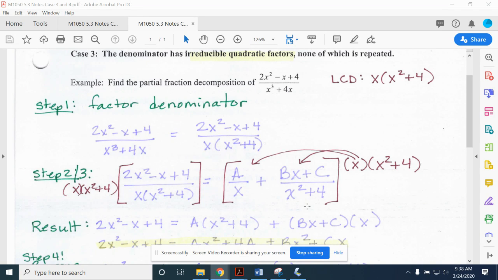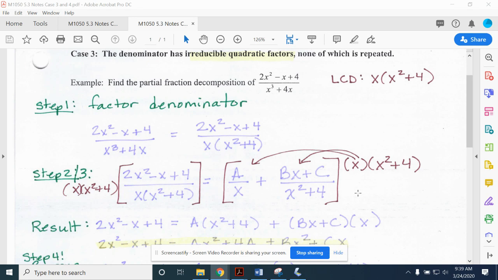Remember, quadratics go ax squared plus bx plus c. Therefore, after a quadratic, x squared, the next item is linear, an x, then a constant. So we have to represent both pieces in the numerator. That's why the Bx plus C occurs, where B and C are just numbers, and x is the linear piece after the quadratic. Then we continue as we did before.